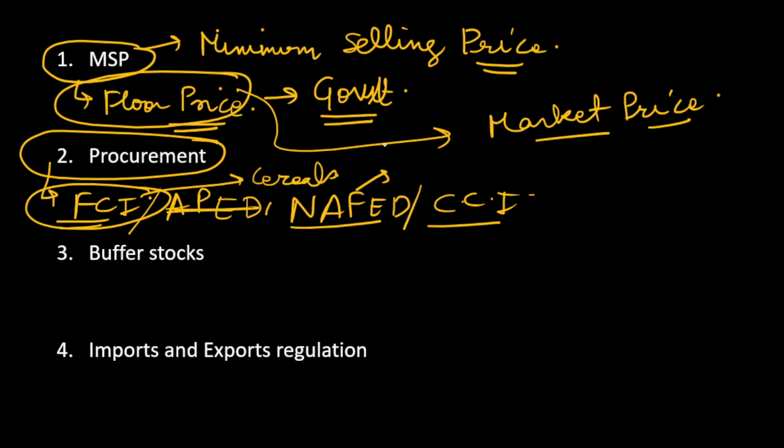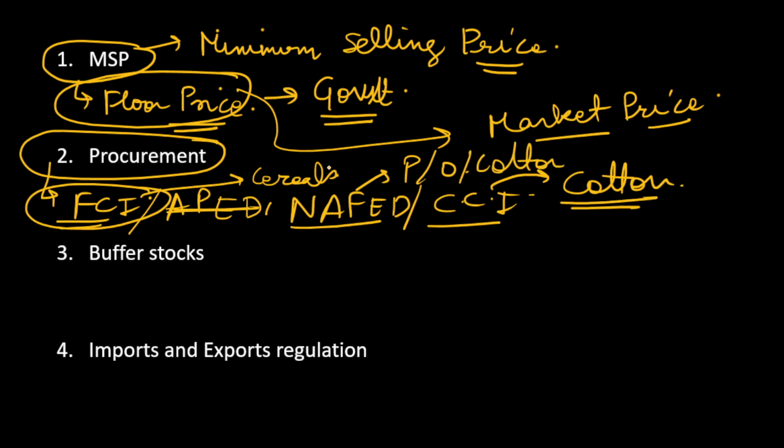NAFED is generally involved in the procurement of pulses and oil seeds. CCI is generally involved in the procurement of cotton. But it is not that only CCI procures cotton. NAFED can also procure cotton. FCI sometimes also procures pulses, but it is generally involved in these things.